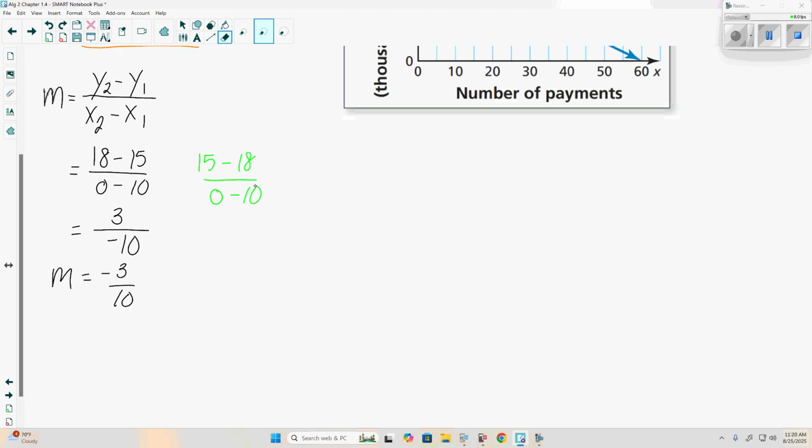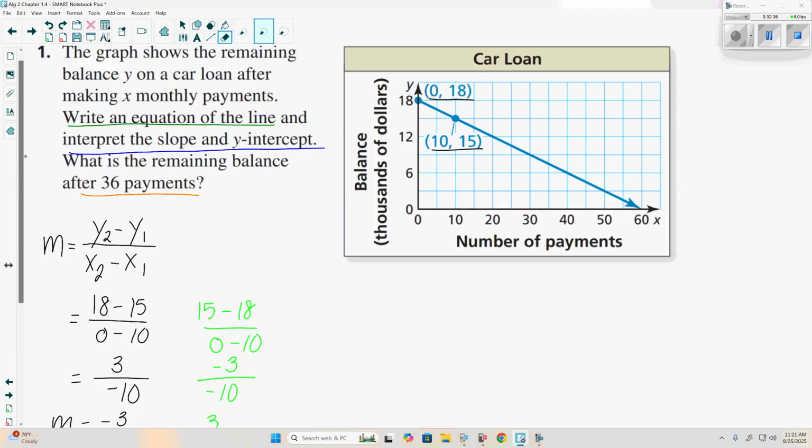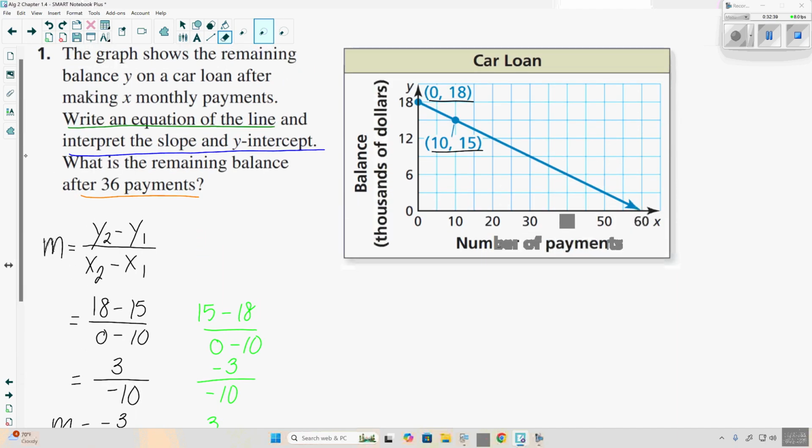Because if we have them out of order, 15 and 0 are not the same point. Let's see what happens here. 15 minus 18 is indeed negative 3, and 0 minus 10 is negative 10, so this is telling us it is positive. If we have a positive slope, it's increasing from left to right. Is this graph increasing? No, it's decreasing. It's going down. Yes, sir. The black one right there? Mm-hmm. Okay.